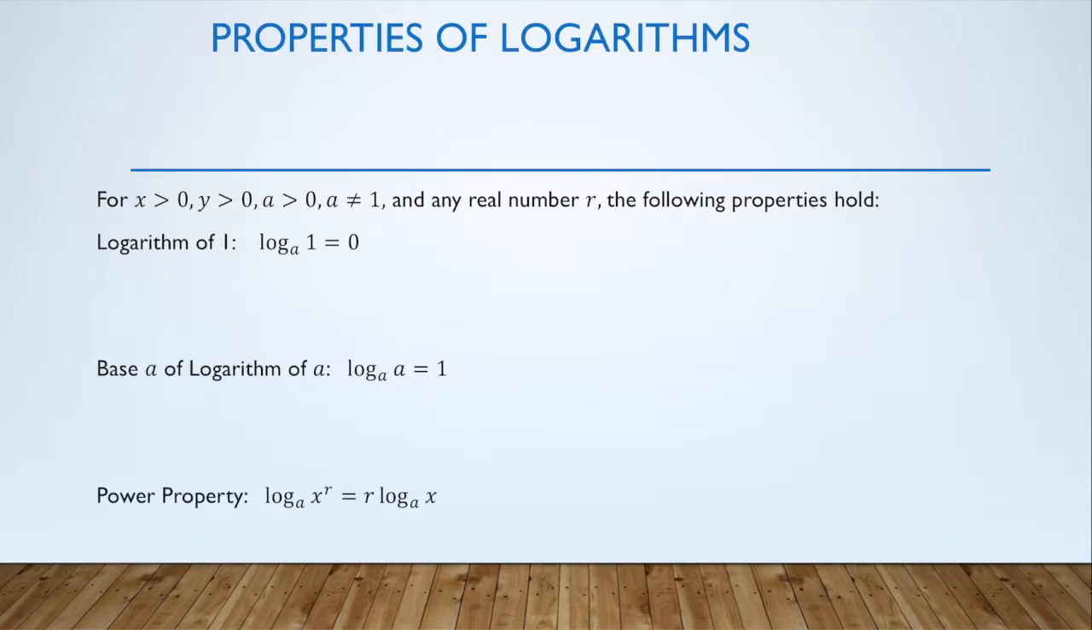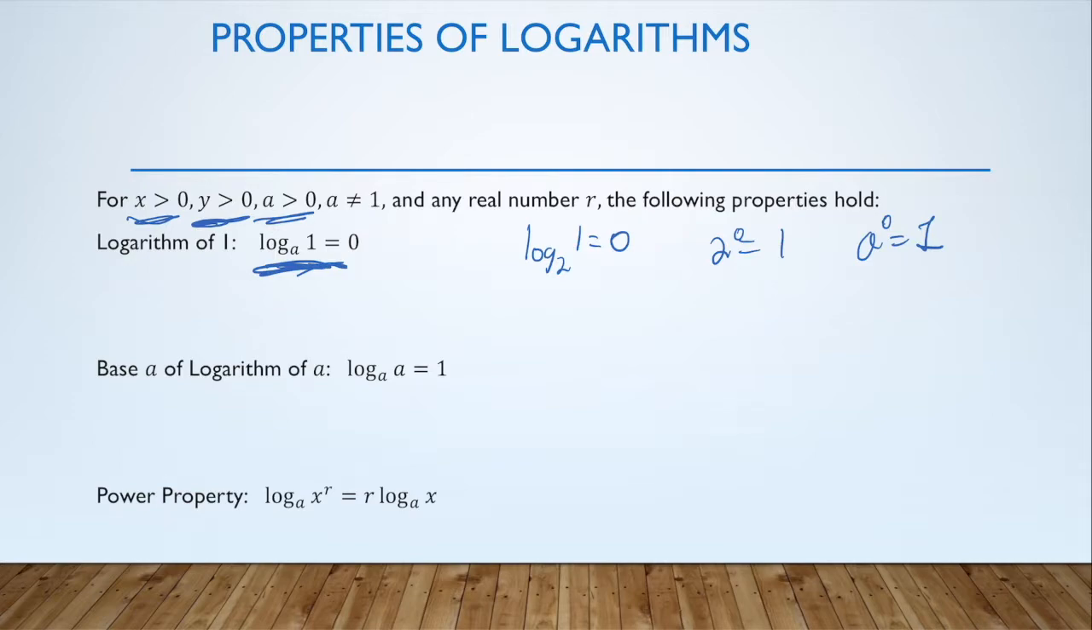So let's talk about the logarithm of 1. As long as x is greater than 0, y is greater than 0, and a is greater than 0 with a not equal to 1, for any real number r, the following properties hold. Log base a of 1 is always going to be 0. Why is that? Remember, log base 2 of 1 is 0, that's telling me 2 to the 0 power is 1. And that's one of our exponent rules: any number greater than 0 raised to the 0 power equals 1. So that's why we have this logarithm of 1 rule.